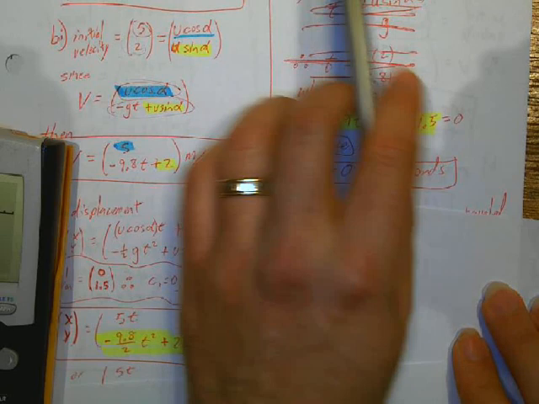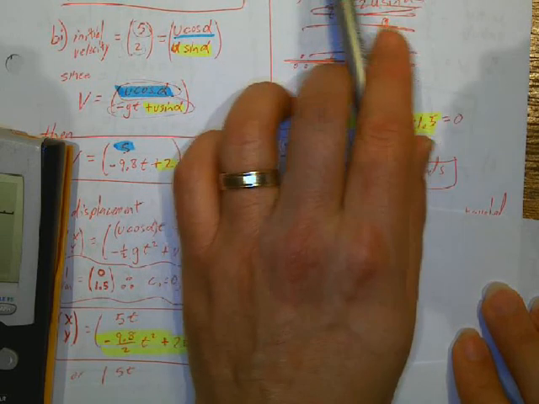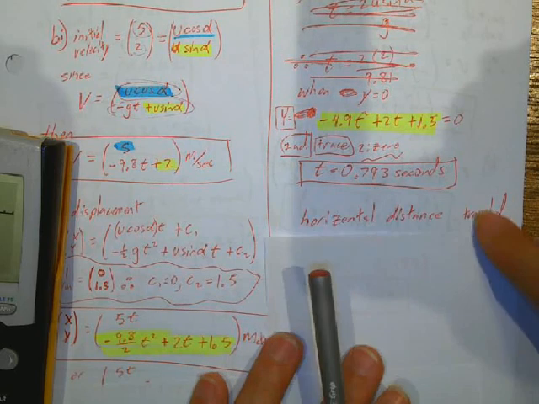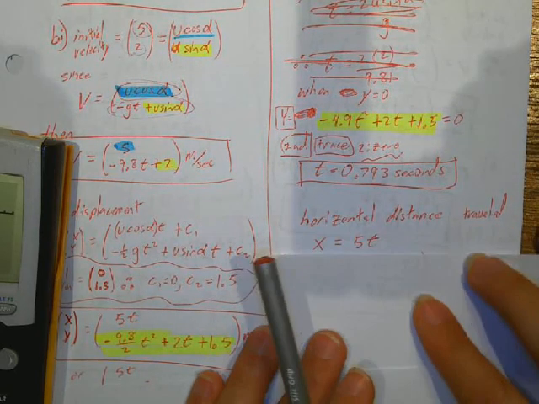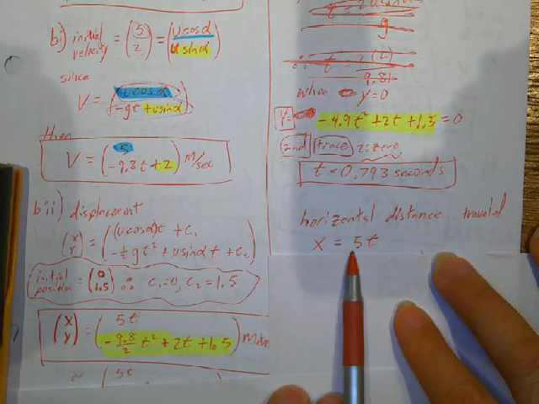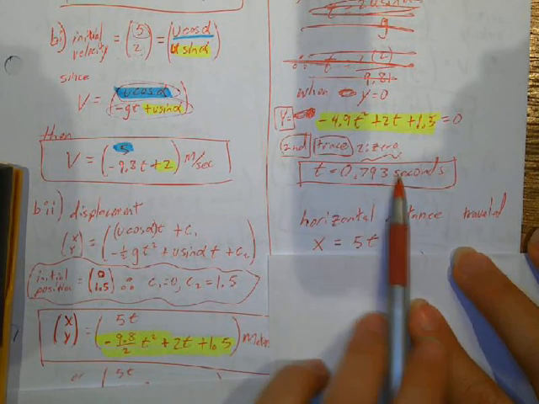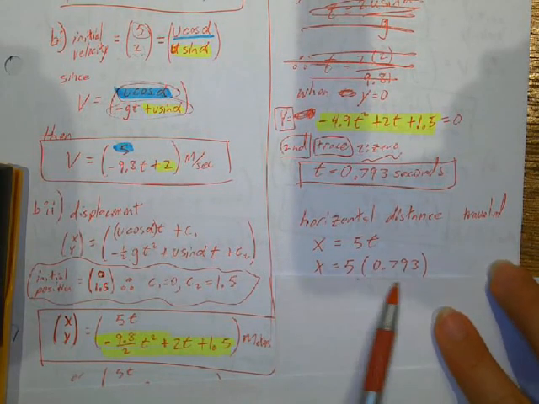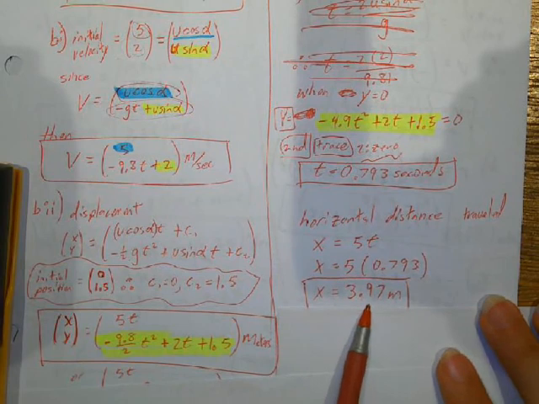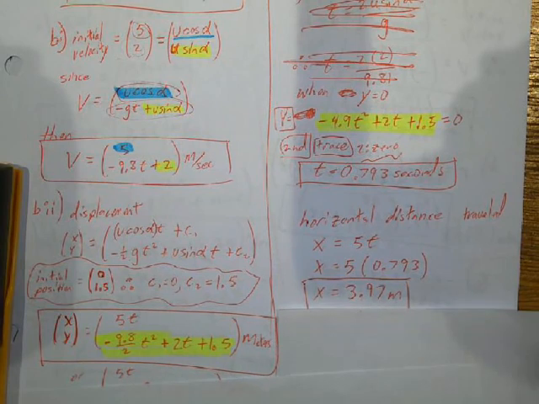Find the time at which the particle strikes the ground and the horizontal distance it has traveled. I also need to figure out the horizontal distance traveled. The horizontal distance traveled is 5t, so I'm going to plug in this time value for t, and that tells me I've gone 3.97 meters.